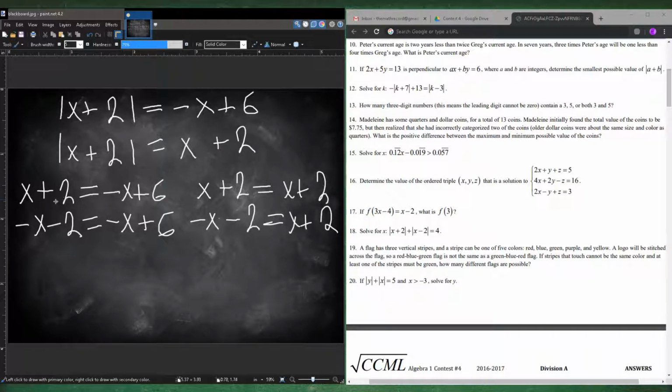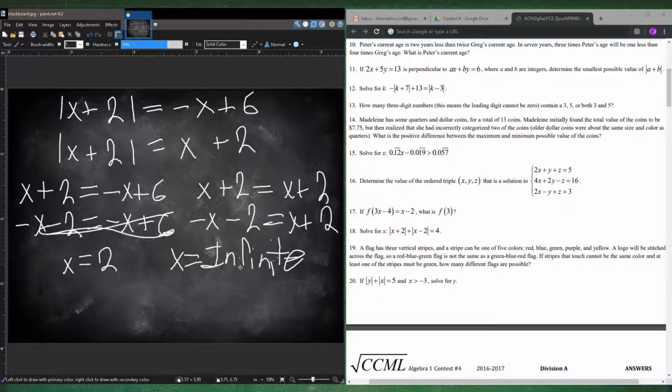So first equation, you get 2x, and that's going to be 4. So x is equal to 2. So x is equal to 2 as the first solution. And negative x minus 2 and negative x plus 6, there's no solution for this one, so this one doesn't work. This one has infinite solutions. So x is equal to infinite. We're just going to have to test points to see if it's true, basically. And then negative x minus 2 and x plus 2, that's 2x, that's negative 4, so x is negative 2.